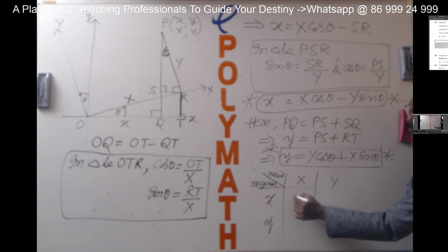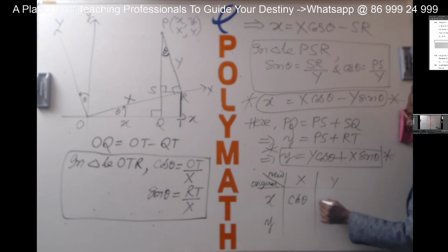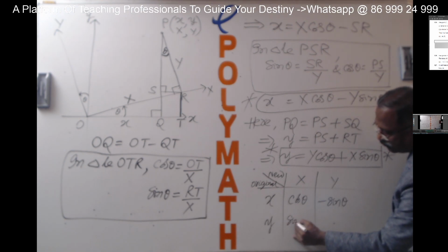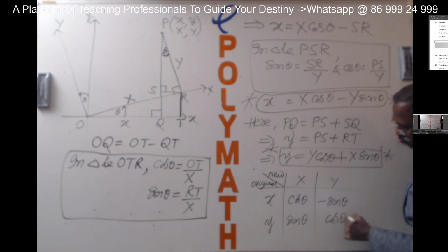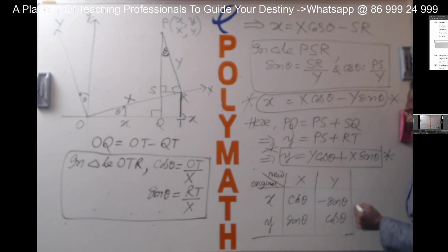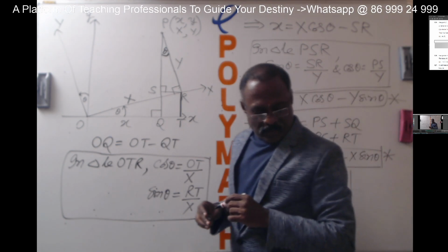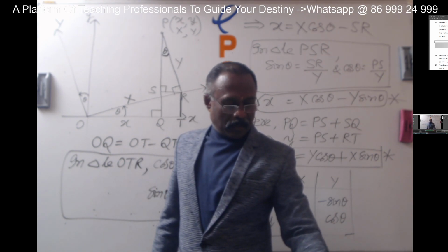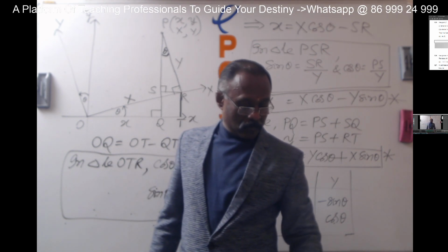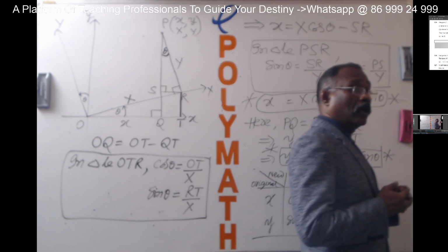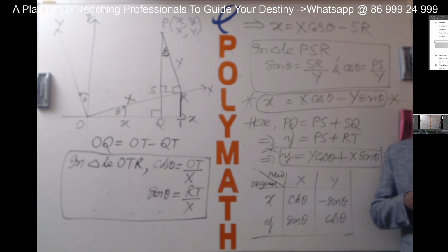Here, cos theta, minus sin theta, sin theta, cos theta. Please understand that properly. I'll show you how to write this.